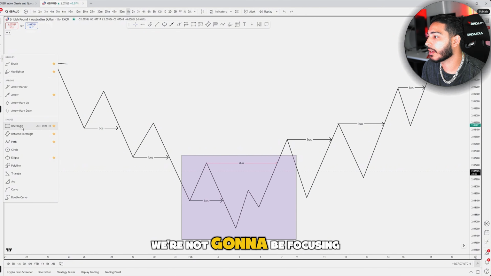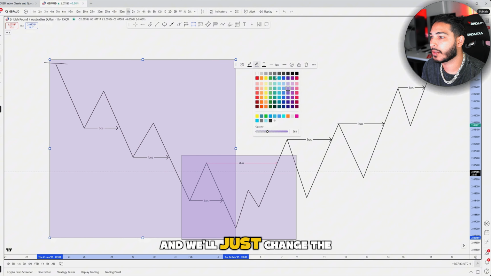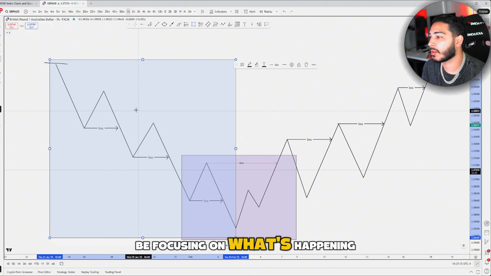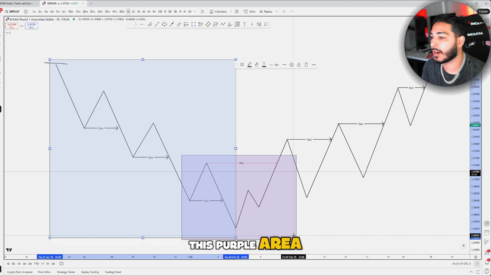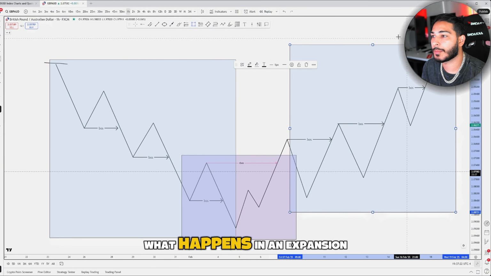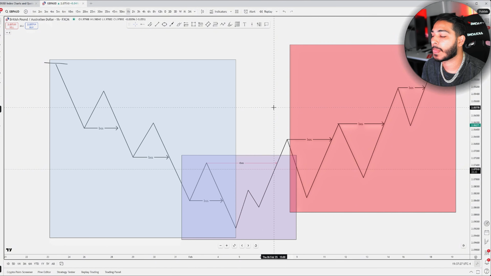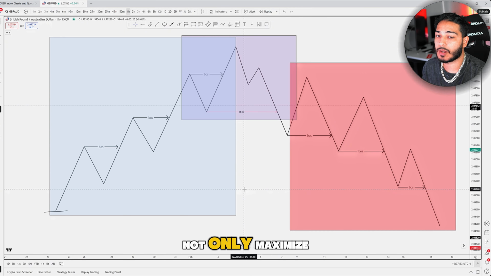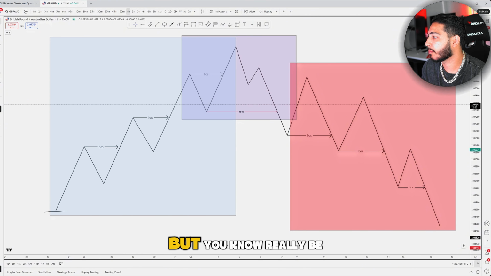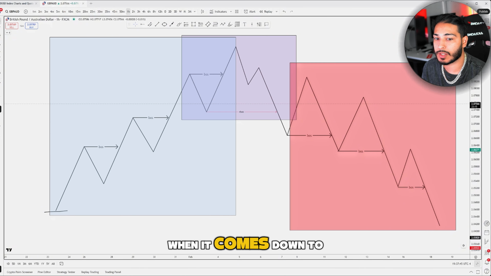Like I said, we're not going to be focusing in on what's happening in this part of price. And I'll just change the color to blue. We're not going to be focusing on what's happening on this part of price. We're going to be focusing in on what happens in this purple area, and then more so what happens in an expansion with this red area, right? If you're able to understand this very, very simple concept, you're going to be able to not only maximize what you're making in the market, but really be able to run with these trades that are maximizing your potential profit when it comes down to the trend.